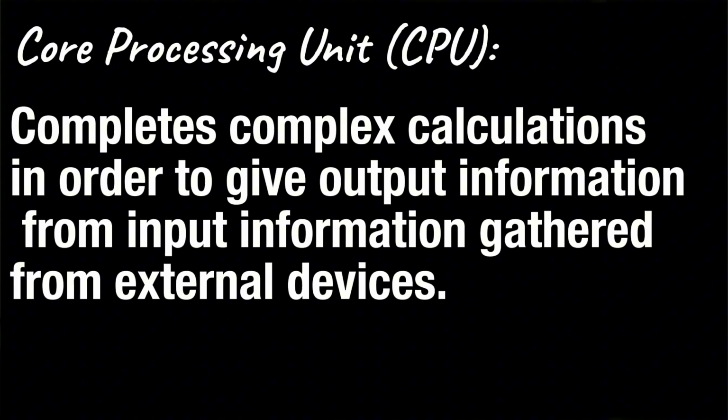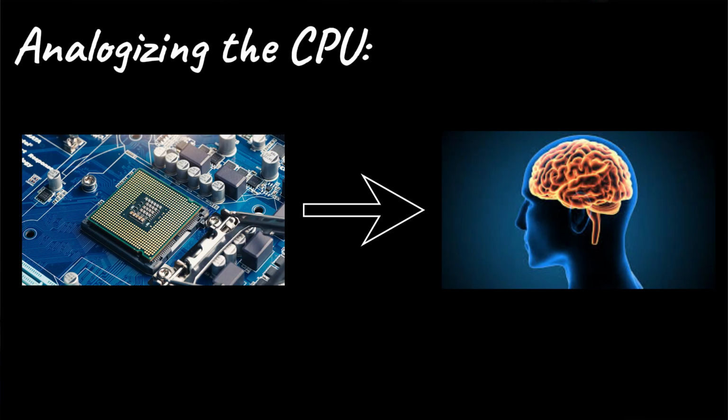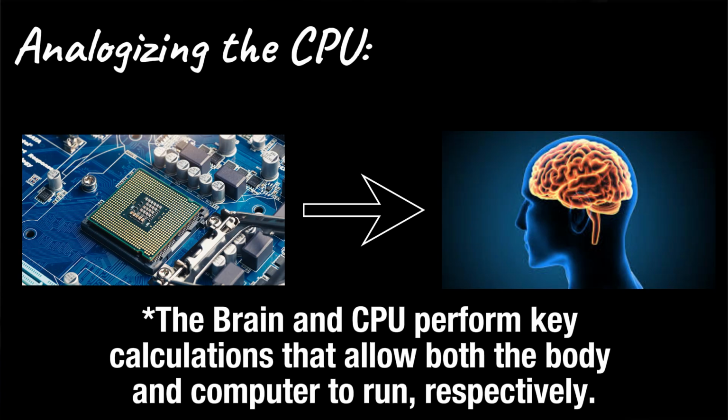And the CPU does this by retaining information from inputs like your keyboard or mouse and interprets them, performs calculations, and sends information and instructions out for output. The CPU is also like the brain in terms of the fact that it performs calculations.